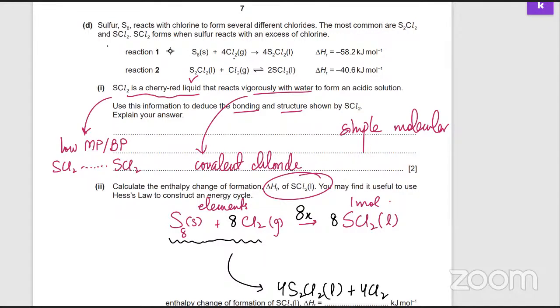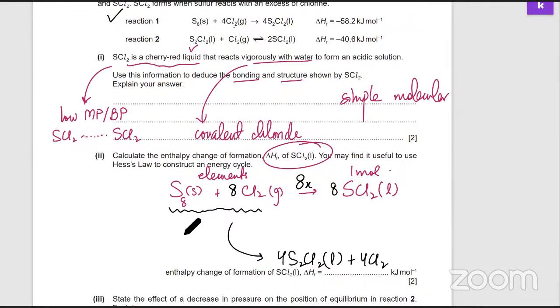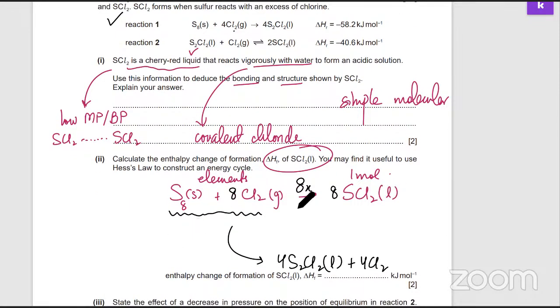I'm trying to connect the first reaction with this equation. I'm trying to draw the Hess cycle. So I wanted to find this enthalpy change. I'm trying to create this other route. So the first reaction was S8 reacts with 4Cl2 to form 4S2Cl2. That means 4Cl2s are left. So is this clear, the first reaction? This is minus 58. Yes, sir.